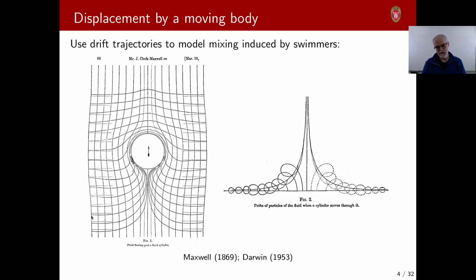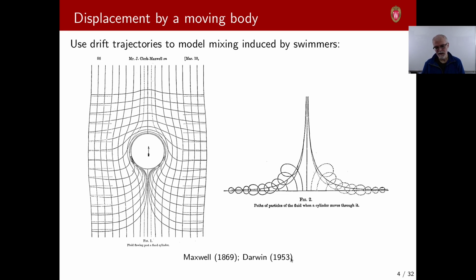So we'd like to reproduce the data for this experiment, and I'll show you the data later, but let me tell you a little bit about modeling. The idea of looking at the drift due to a swimming body or a moving body goes back to Maxwell in 1869, who has these beautiful drawings and these beautiful calculations predicting the shape of a trajectory due to a moving cylinder in an inviscid flow.